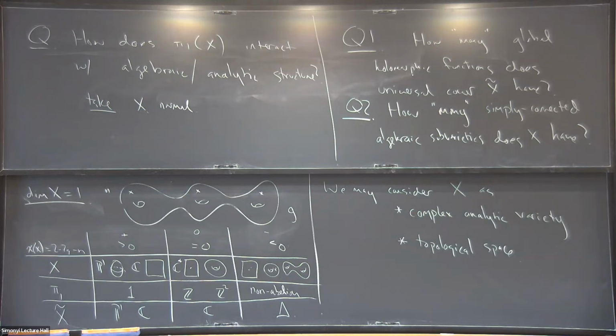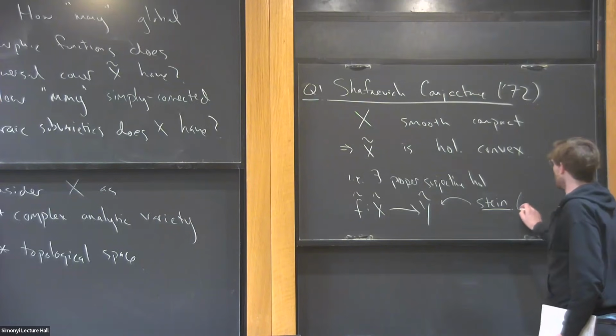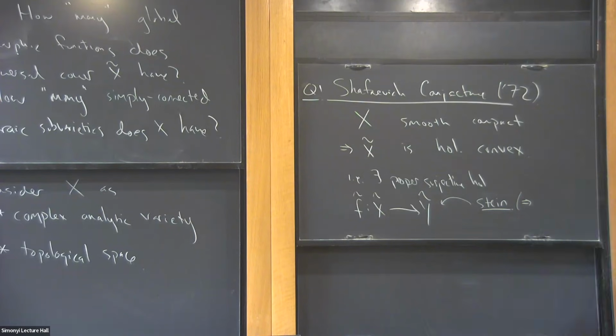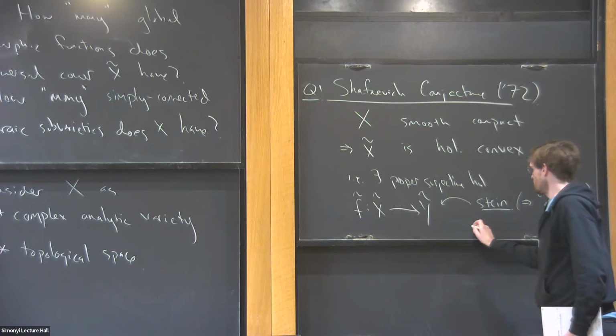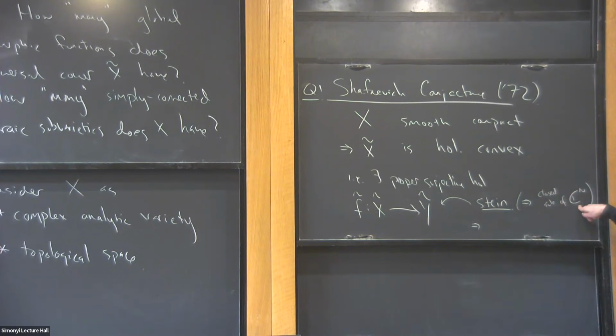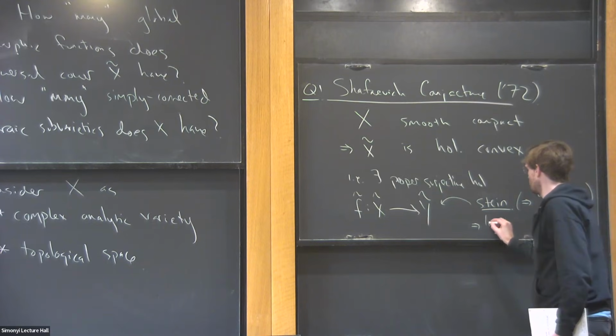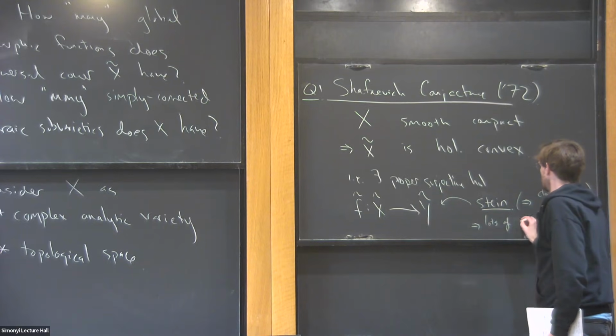I won't tell you the usual definition of Stein, but I will tell you that it's a non-trivial theorem that Stein implies that you're a closed subvariety of some affine space. Okay, so in particular, that means you have lots of global holomorphic functions. In particular, there are enough global holomorphic functions to separate any number of points.